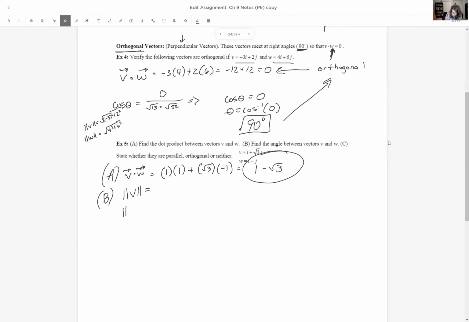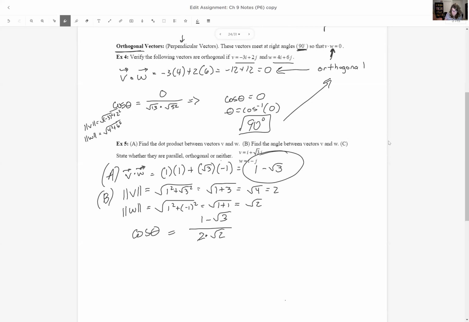Magnitude of V. So we're going to take the square root of 1 squared plus the square root of 3 squared, which is the square root of 1 plus 3, which is the square root of 4, which is 2. Magnitude of W. Square root of 1 squared plus -1 squared, square root of 1 plus 1, which is the square root of 2. So the angle between these two vectors, cosine of that angle will be the dot product, 1 minus the square root of 3, over on bottom 2 times the square root of 2.